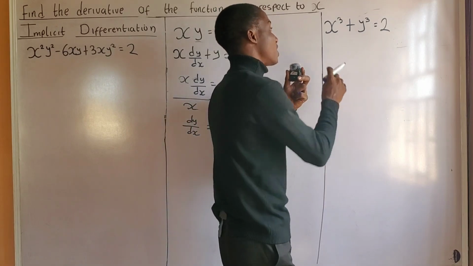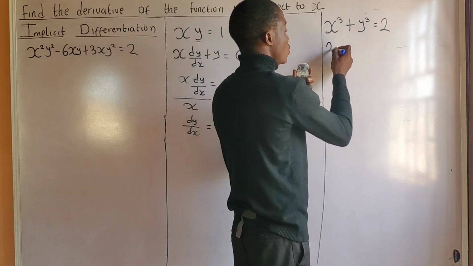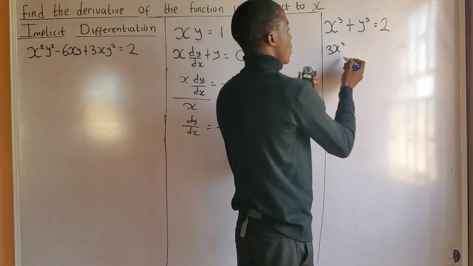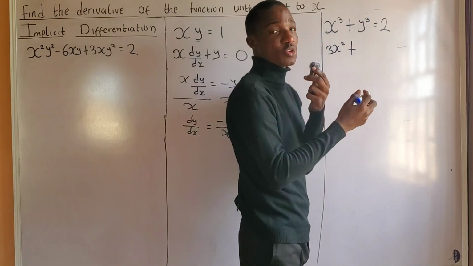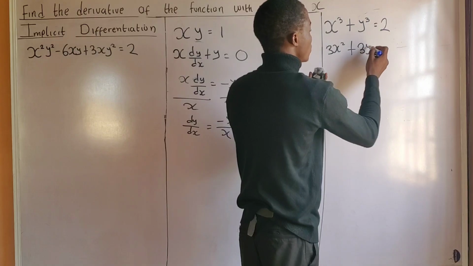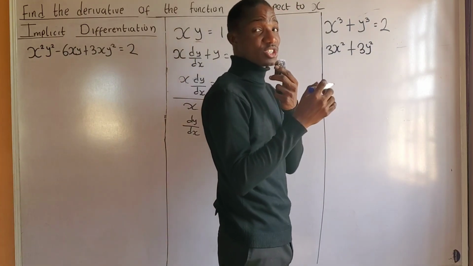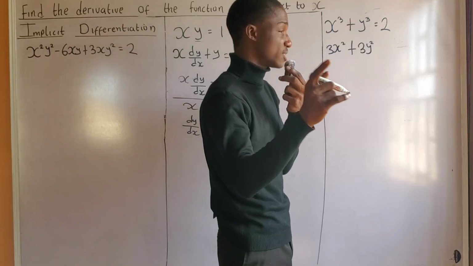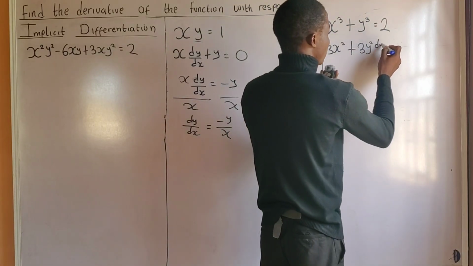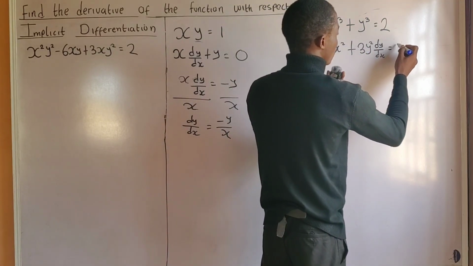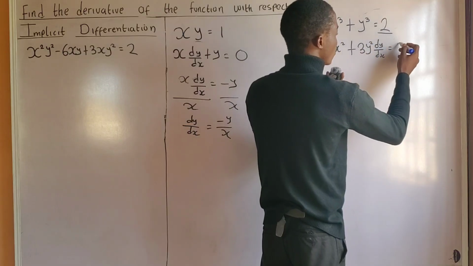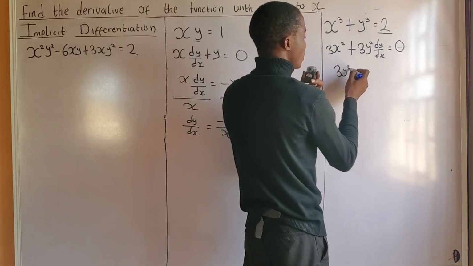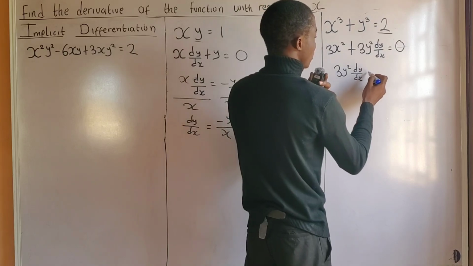So for this, differentiate x cubed, you're going to have 3x squared. Now, if you differentiate y cubed, you're going to have what? 3y squared. And I told you, whenever you differentiate y, you're going to multiply that derivative by dy/dx. Do not forget. So I'm going to multiply by dy/dx equals, if you differentiate 2, you're going to have 0.